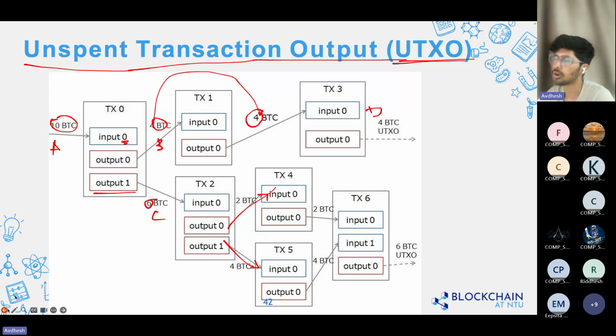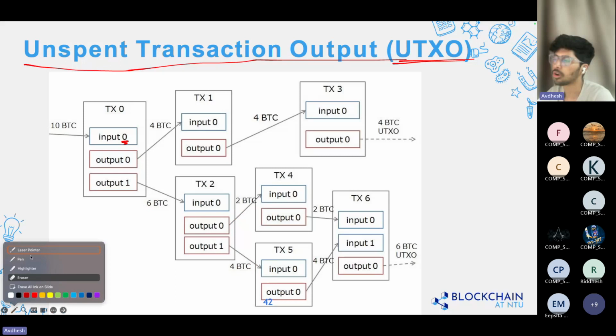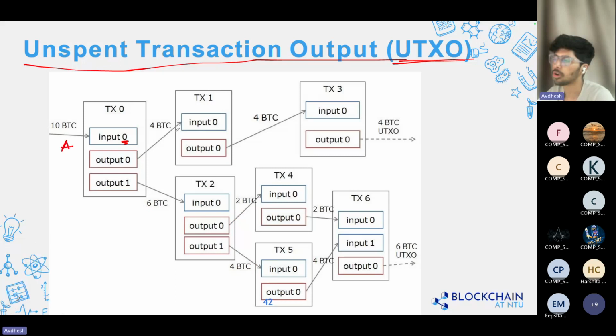So the first case is, wait, let me just erase everything. The first case is Alice is sending 4 bitcoins to Bob and 6 bitcoins to Charlie. Or else, Alice is sending 6 bitcoins to Bob and 4 bitcoins back to herself again. That means that she only wants to do one transaction.